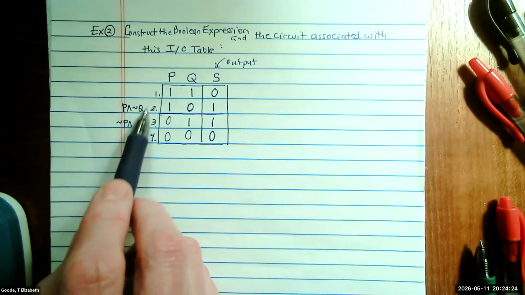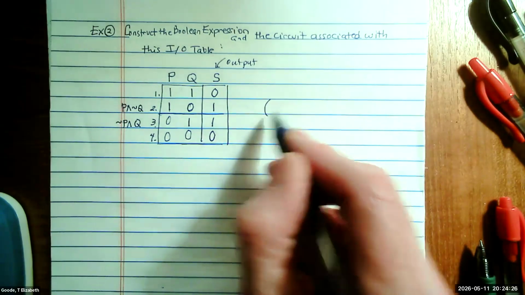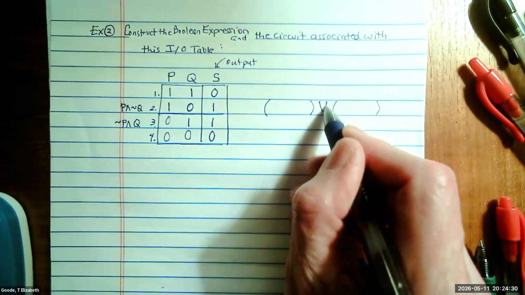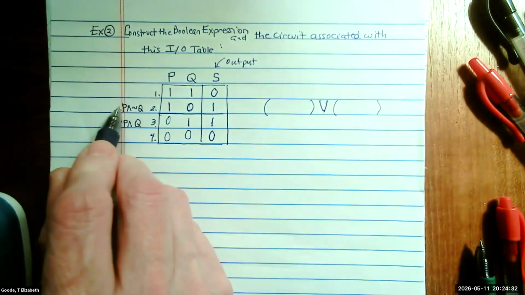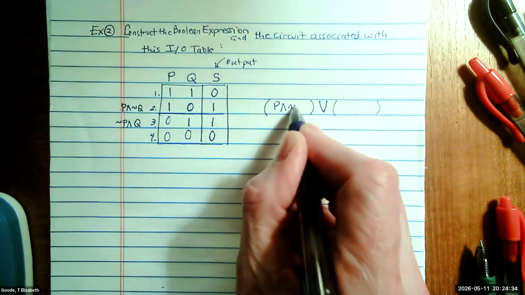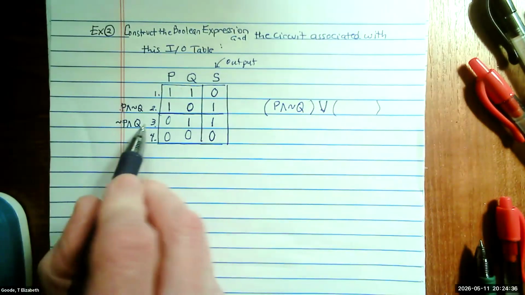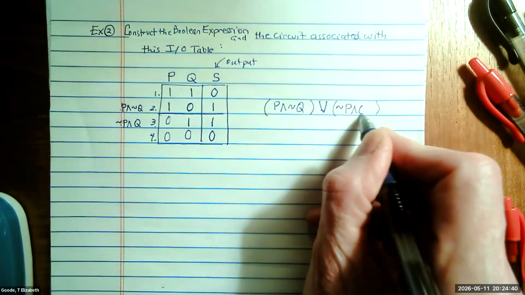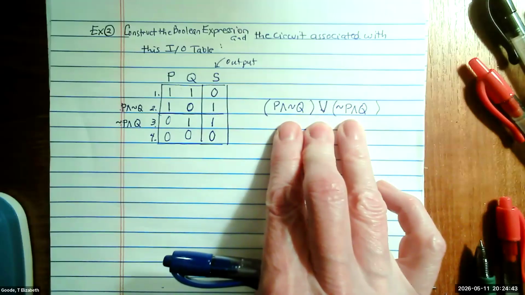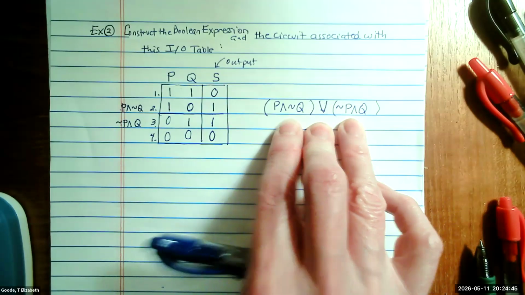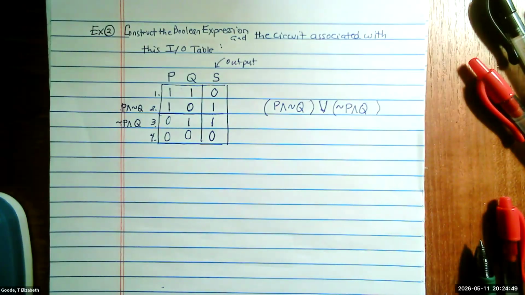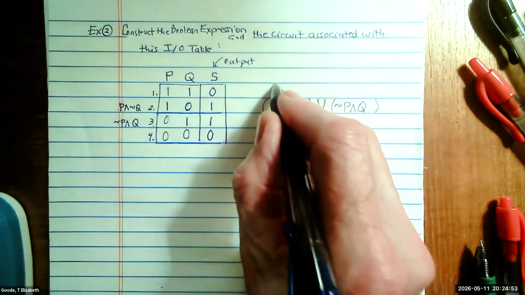So we connect these row expressions with an or, because if this happens, P and not Q, or if this happens, not P and Q, those are the instances where we are going to get hot output, and that's it. We connect them with an or. So that's our Boolean expression.